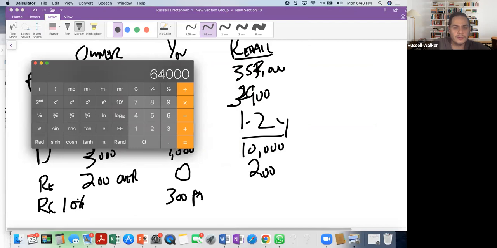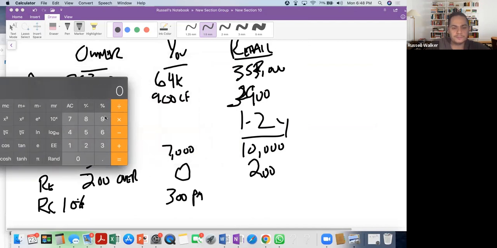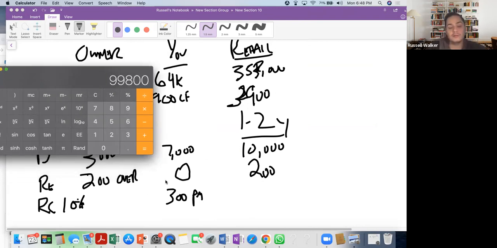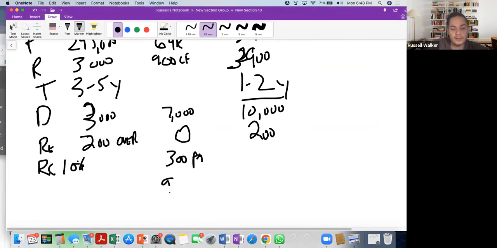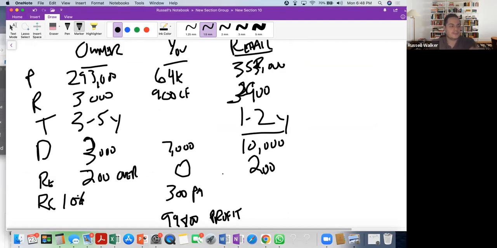Let's say that you had $900 a month in cash flow times, just say, 24 months. Well, it's actually $1,200 a month times 24 months because of the rent credit, plus 64,000, plus the $7,000 down payment. So this deal would be close to a $99,800 profit total over the course of like 2 years, right?